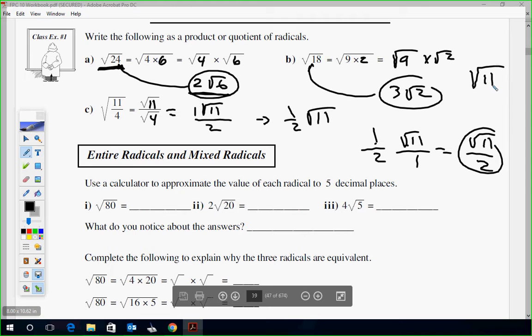So that would be the same case if I had something like root 11 over 6, that would just be 1/6 root 11. Do you see what I'm doing? I'm just sliding that 6 over. Is that making sense? That's the way you can write it with mixed. Okay, remember, mixed versus entire. All right, slow down here.